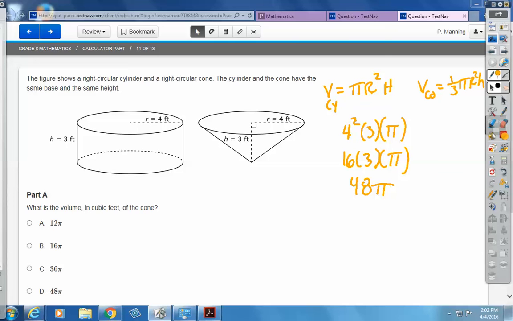But wait a second. We want the volume of the cone. This is the volume of the cylinder. So the volume of the cone is 1/3 of this. If I divide 48 pi by 3, I will get a grand total of 16 pi. So the answer to A is B. Scroll down.